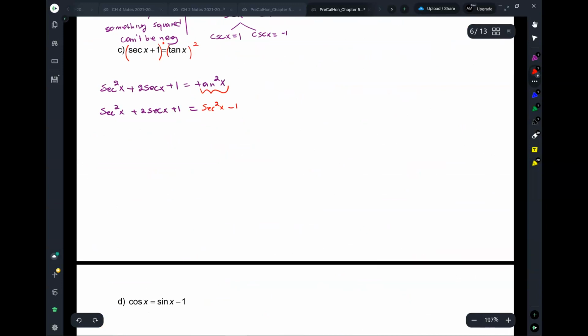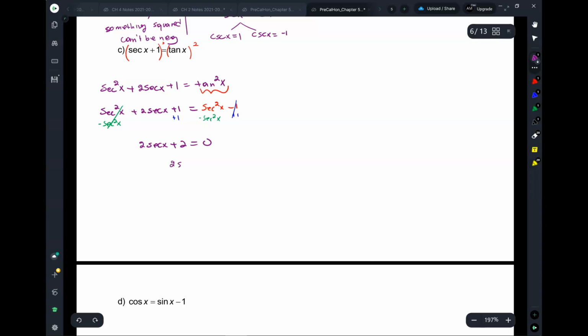Okay? All right. So now, what do we do next? How do we do that? Add 1 on both sides. So that goes away. What else? Subtract secant squared x. Oh, it cancels out. I'll take that. So 2 secant x plus 2 equal to 0. Well, that's a much better deal, right?